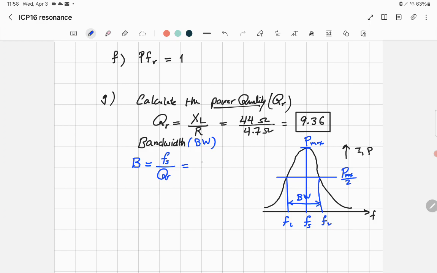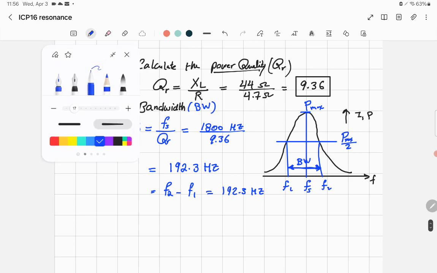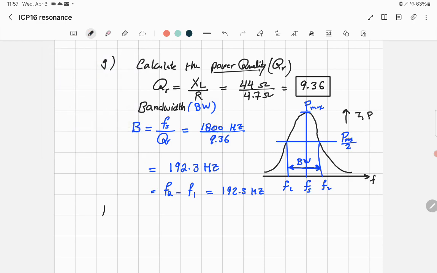The resonant frequency we have in this problem is 1800 hertz divided by the quality factor, which is equal to 9.36. So when you divide that, you get 192.3 hertz. So you know this bandwidth from F1 to F2. You can write that F2 minus F1 should be equal to 192.3 hertz. That's the bandwidth. Easy. Let's go to the next one.